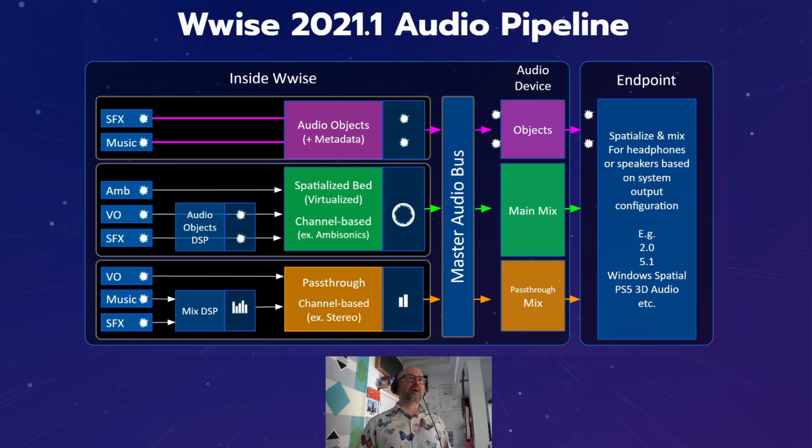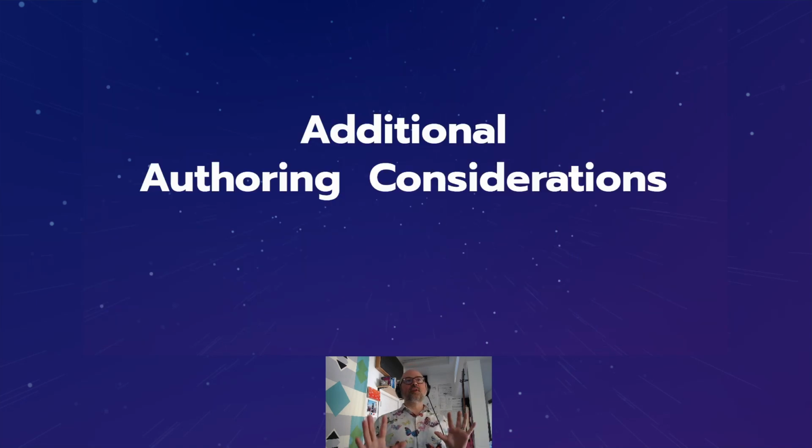And so this is the full Wwise 2021.1 audio pipeline. It's been completely rewritten to facilitate these three paths and configurations of sound. And there's a lot of power and flexibility that comes with that. But there are a few other additional considerations that I want you to keep in mind as we move through this.